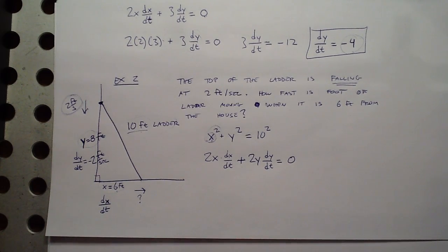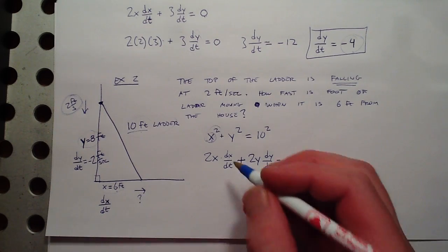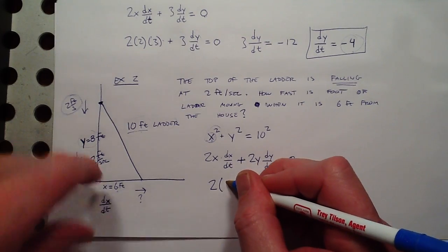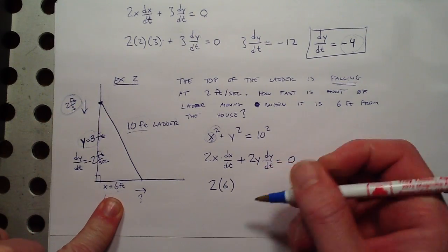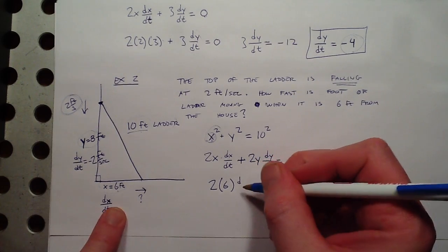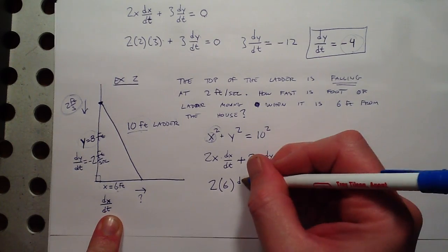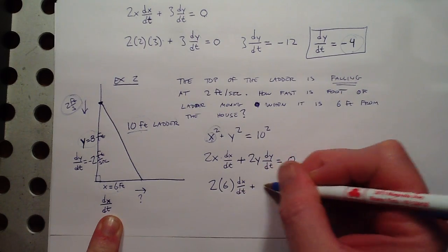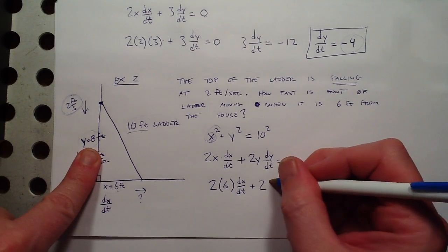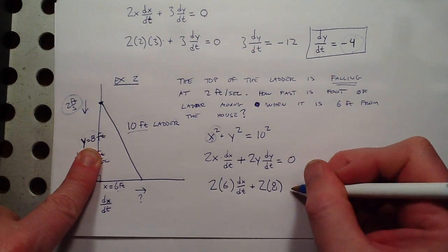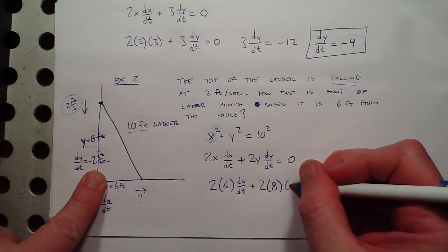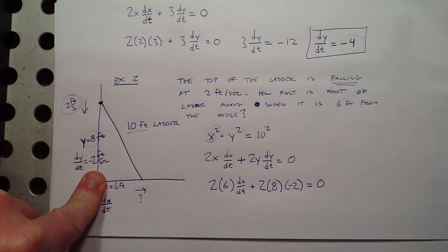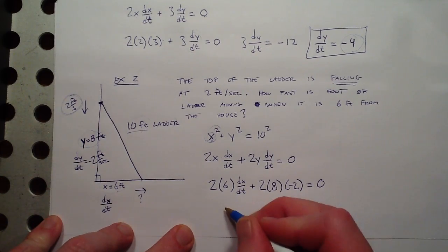All right, let's see if we can plug stuff in and get our answer here. So 2 times the x value, which at this moment in time is 6, times dx/dt is what we're looking for, right? How fast the foot's moving. That is dx/dt, plus 2 times the y value, which is 8, times dy/dt, which is -2, equals 0. And there we go. Back to Algebra 1.